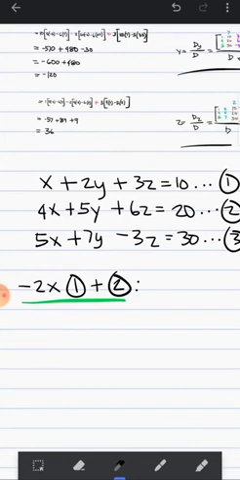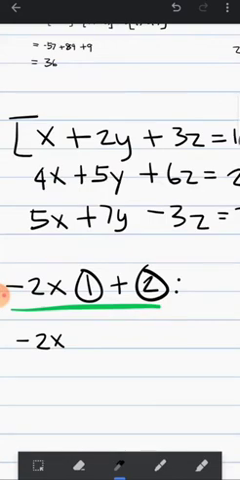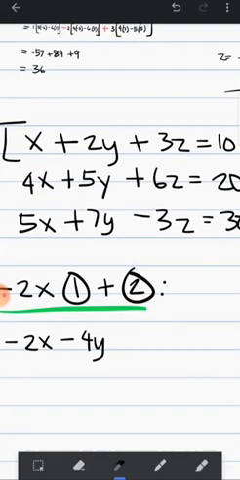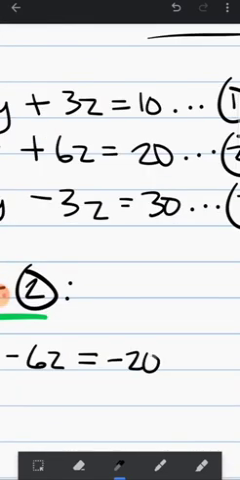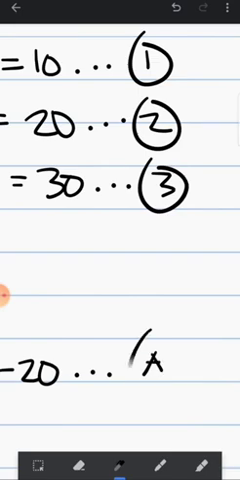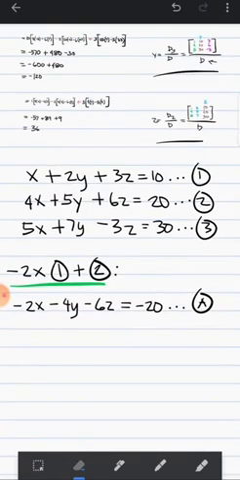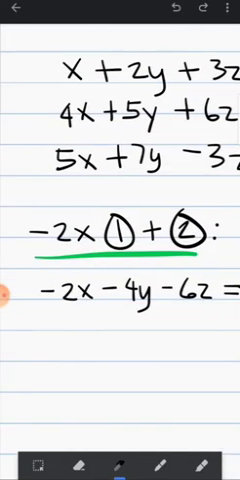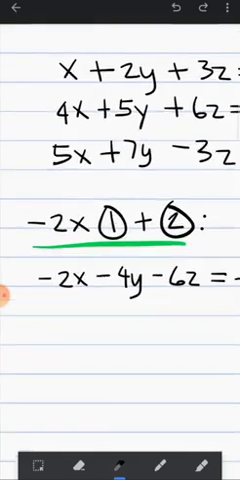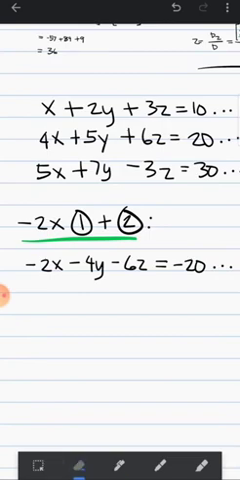So negative 2 times this equation 1 will give us negative 2x minus 4y. Negative 2 times 3, negative 6z, and then negative 20. So this would be our equation A. And then again, let's cancel out equation 2 and equation 3 by multiplying this equation 3 by 2. So multiplying equation... oh wait, we're not yet done.